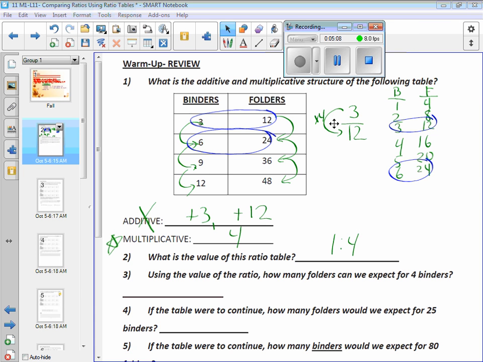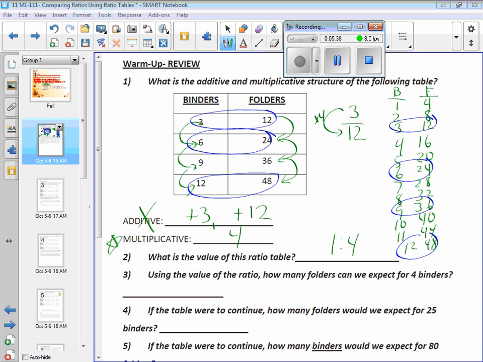Let's finish it up. 7 binders. Just shout it out. 8, 32, 9, 36, 9 times 4, 10, 40, 11, 44, and 12, 48. And we match at 9 and we match up at 12.